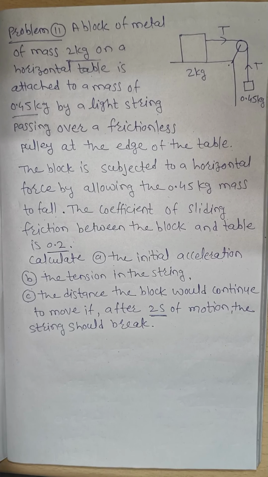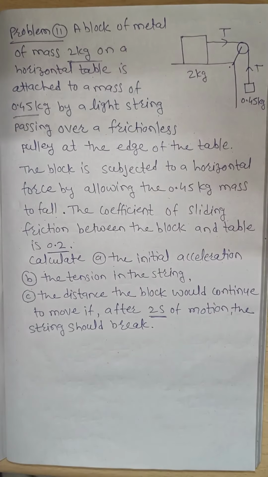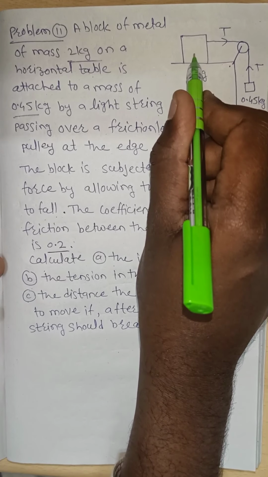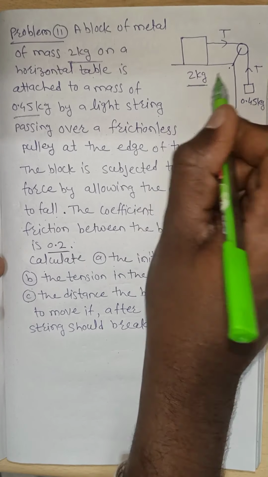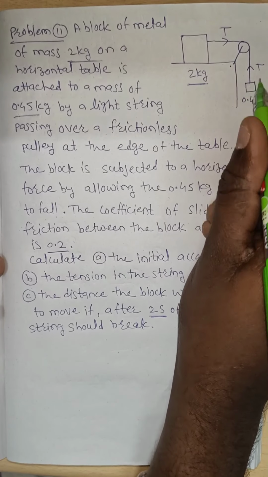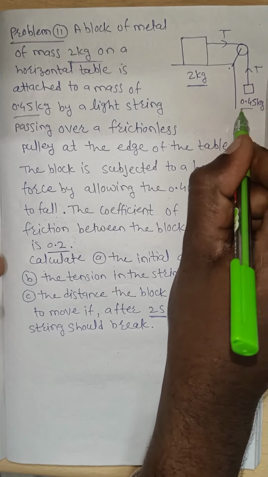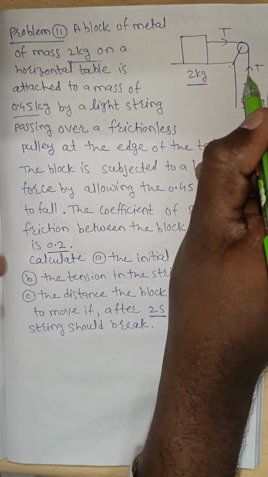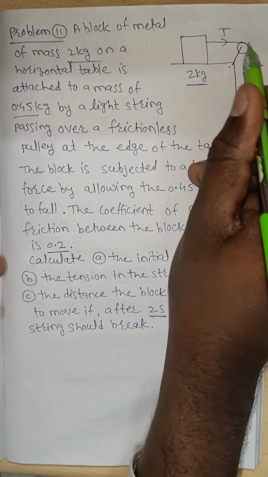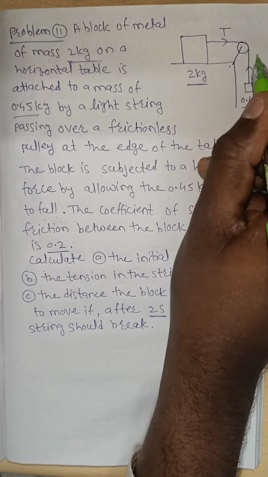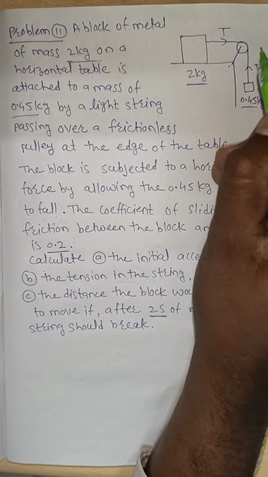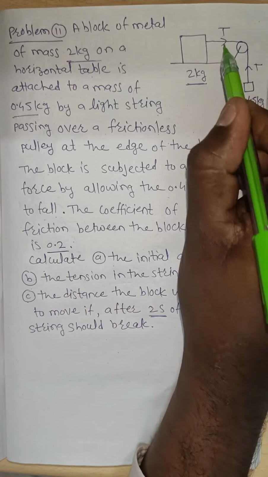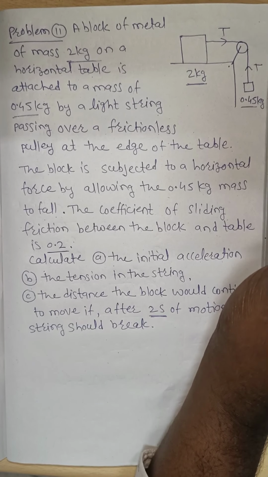Now this is the figure. This block moves on a horizontal table. The mass of that block is 2 kg. And another small block having a mass of 0.45 kg is attached with the help of a string, and the string passes over a pulley. In that case we have to find out the acceleration of those blocks and the tension in the string.